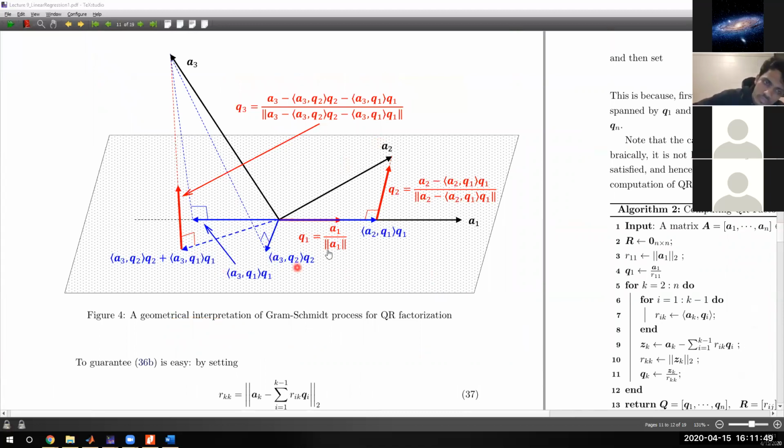And how about this one? This one is A3 project onto Q2. Onto Q2, very good. A3, not A2, by the way, it's A3. Yes, A3 project onto Q2, okay. Because your Q2 is this way, so it projects onto this direction.